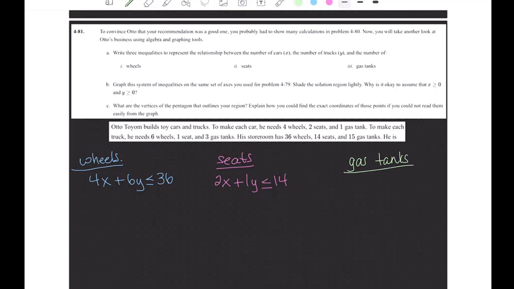How many gas tanks for our car? 1. So, like I said, if it keeps you warm and fuzzy, put a 1 in front of the x. Plus our gas tanks for our truck. Our truck is going to take how many? 3. Yep, 3y. That's got to be less than or equal to 15. Right?